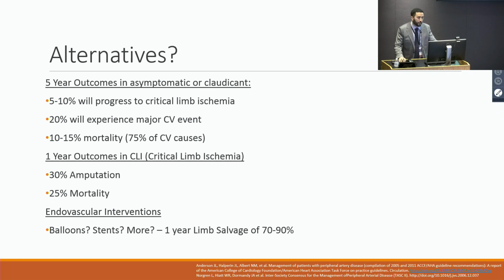With endovascular therapy, their one-year patency rates and salvaging that limb, preventing them from amputation, get as high as about 90%. It is a chronic process, and I'll probably have to intervene on these patients, but we can at least keep them walking and keep them alive longer. And hopefully by keeping them ambulatory, we can reduce the morbidity and mortality from those other vascular events.